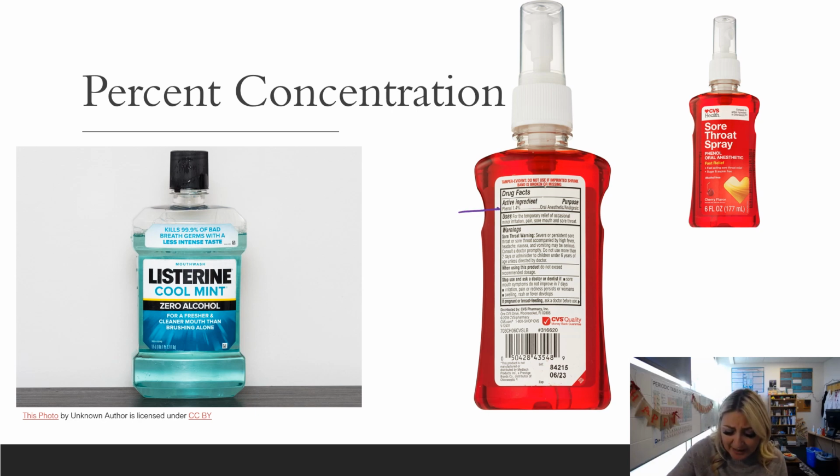But looking at the back of this, this says, I'll make this larger in case you can't see it on your screen, 1.4% phenol is your active ingredient. So this is a weight by volume. It might be a volume by volume, depending on how the phenol is added in. But again, it's telling us that 1.4% of this solution is that active ingredient, phenol. So we see this on medications a decent amount.